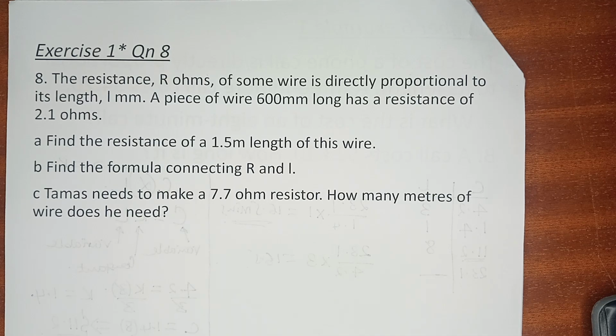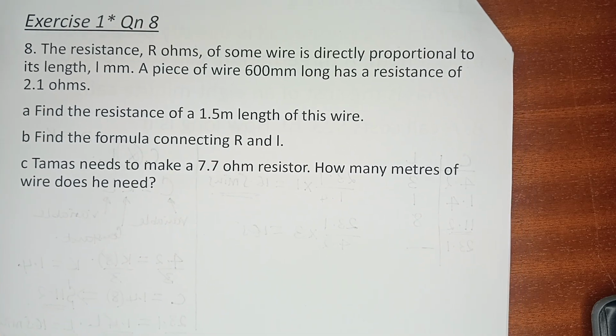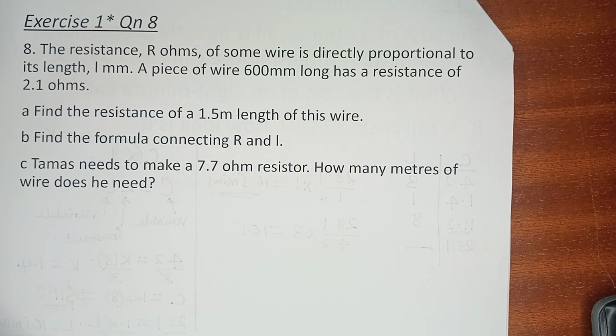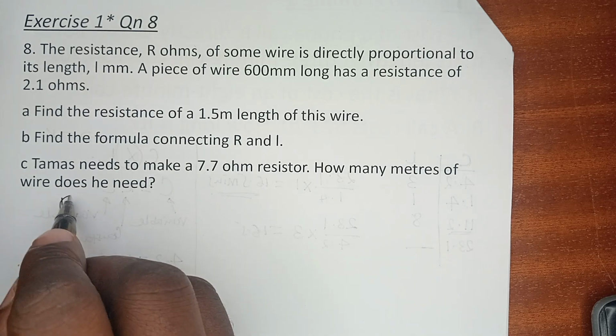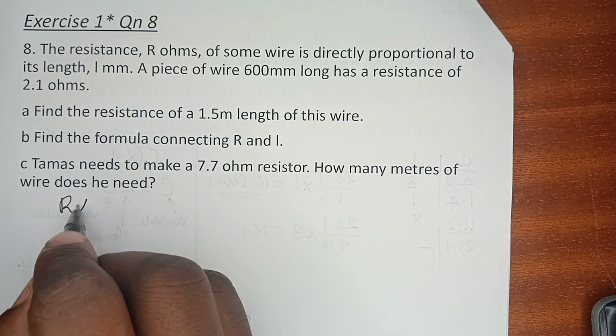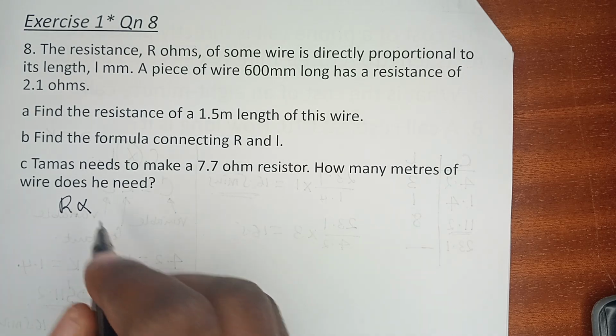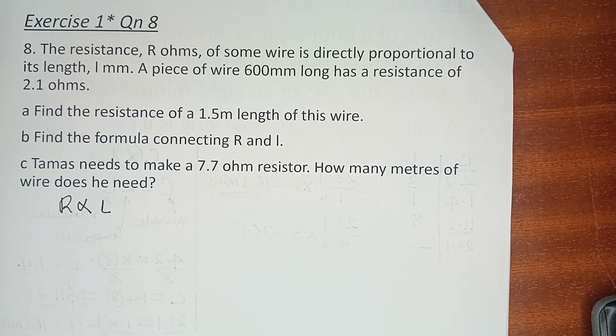This video, I want to explain a question that is in exercise 1 star, specifically question number 8 of number 6. The question is still talking about proportions. We are saying that the resistance R ohms of some wire is directly proportional to its length, the length of the wire in millimeters. A piece of wire 600 millimeters long has a resistance.